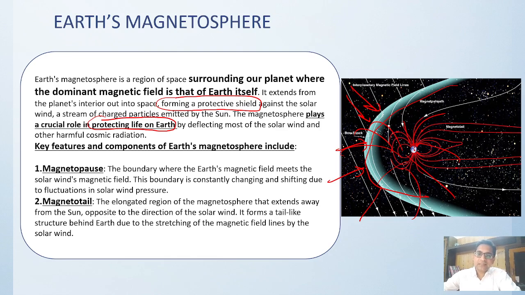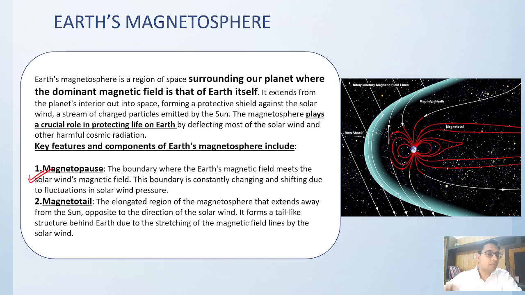So there are certain technical words that are related to Earth's magnetosphere. One is magnetopause. Magnetopause is the boundary where Earth's magnetic field meets the solar wind magnetic field. Where the earth's magnetic field and the solar wind interact, that is called the magnetopause.